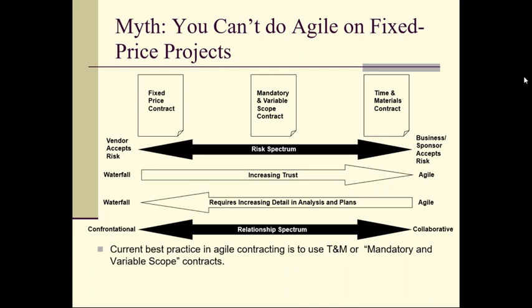Now, I've got another example I'm going to show you from another project. This is a time and materials contract for an Agile project. And sometimes people have been asking me, like, how do you do this? How do you make this work? So I'm going to show you one from a real project that was done.